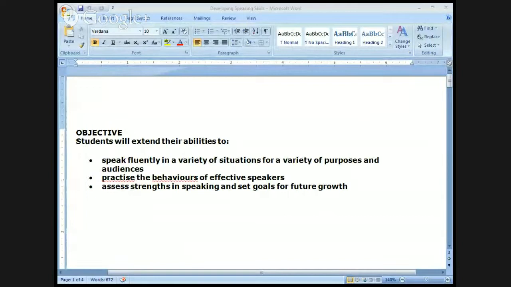The objective is that you'll be able to speak fluently in a variety of situations for a variety of purposes and audiences. We're going to practice behaviors of effective speakers and assess strengths in speaking and set goals for future growth. So today, it is a free-for-all.